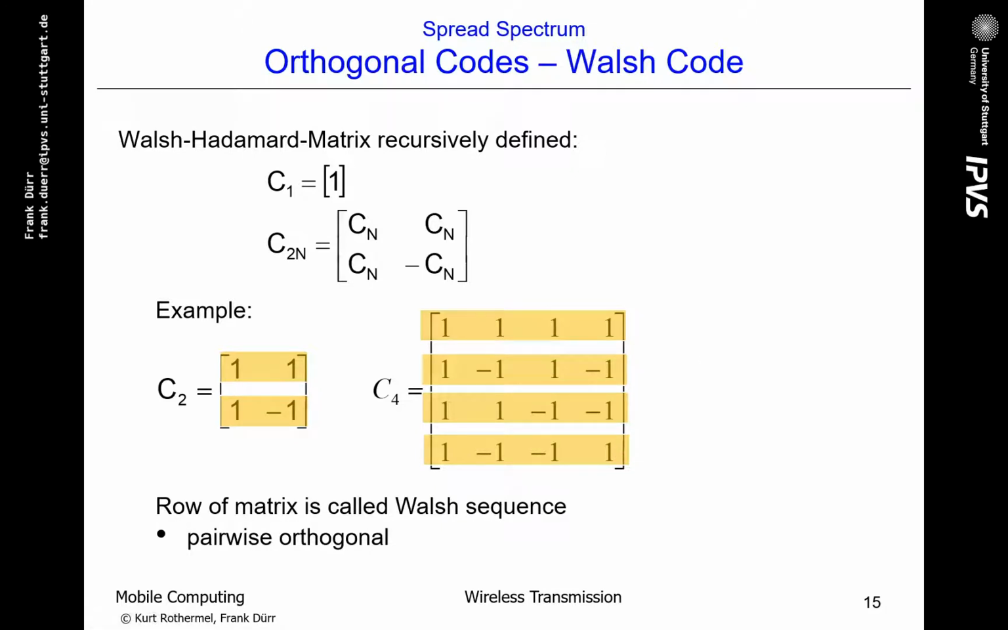Now of course you can create bigger matrices, and the next one would then have 8 orthogonal codes, then 16. So it always doubles in each step, and the bandwidth will always be halved in each step for each sender. Okay, so I think you got the idea.